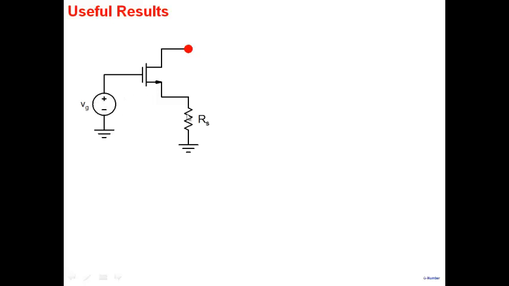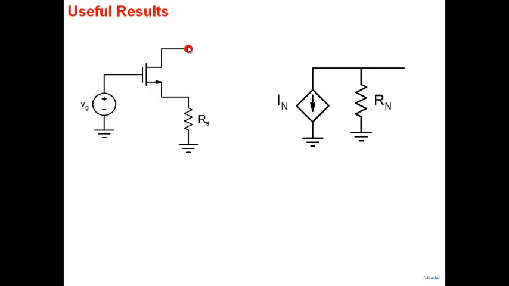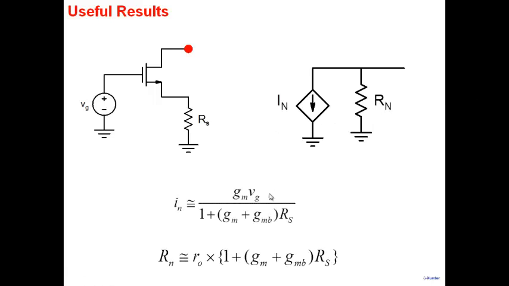There's an RS here. And what I'm asking is, build a Norton's equivalent at this node. Which means you'll get a Norton's current and a Norton's resistance here. When you look at this particular node, you can think of this whole circuit as nothing but a Norton's current and a Norton's resistance. You can always build a Norton's equivalent or a Thevenin's equivalent for any linear circuit. What I want you to show is that IN is given by this expression here, and RN is given by this expression.